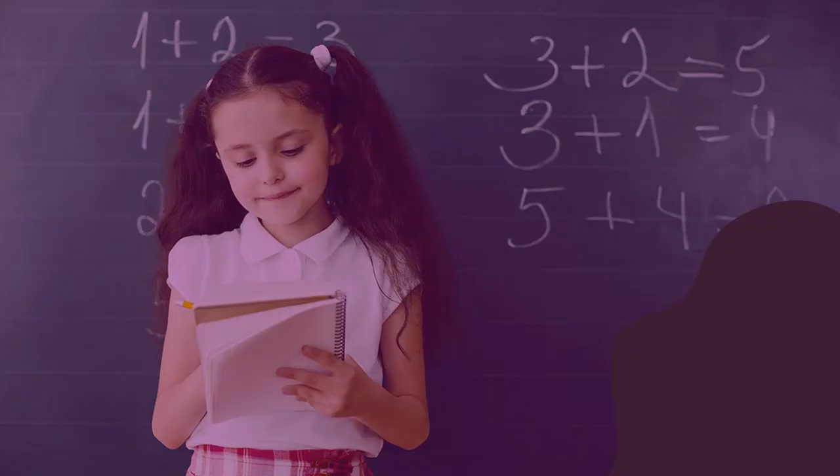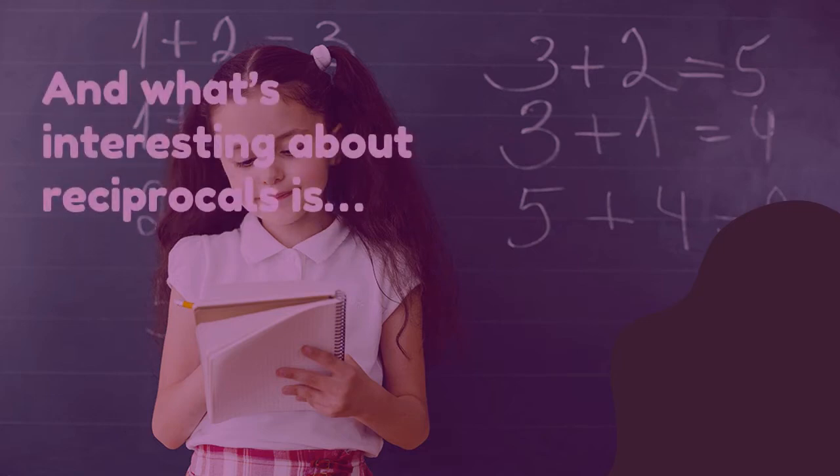And an interesting thing about reciprocals is that multiplying a fraction by its own reciprocal will always give you 1. Example, 1 over 2 times 2 over 1 is equal to 1, and 3 over 5 times 5 over 3 is equal to 1. That's because you'll have the same multiplication problem on the top and the bottom, so you'll end up with a whole fraction, which is always 1.